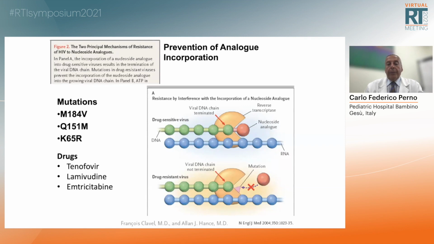How does it work? You see that in red, you have the nucleoside analog, that is the drug that blocks the reverse transcriptase. But thanks to the mutation that the virus generates within the reverse transcriptase, the purple triangle, the nucleoside analog is no longer able to reach the reverse transcriptase. This is a classical method of resistance for tenofovir, lamivudine, and emtricitabine, as an example.